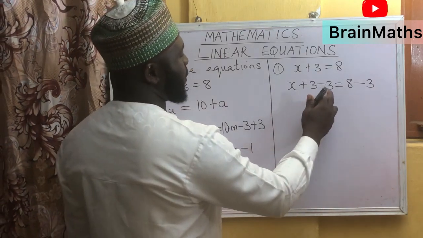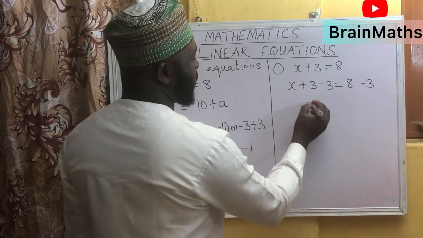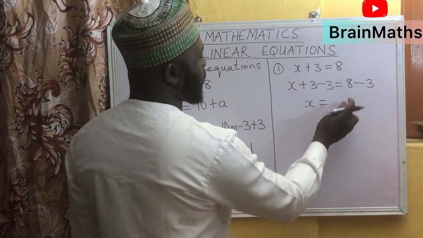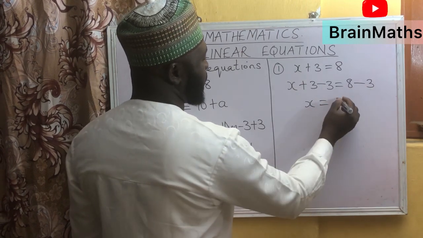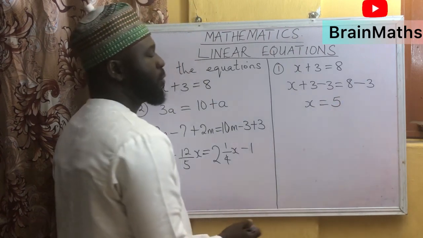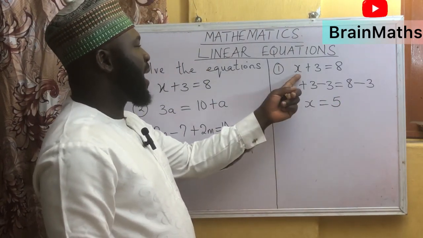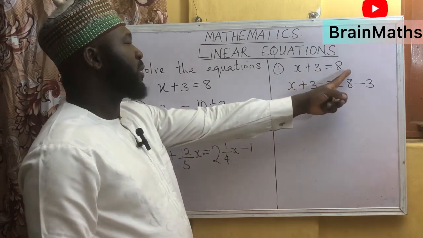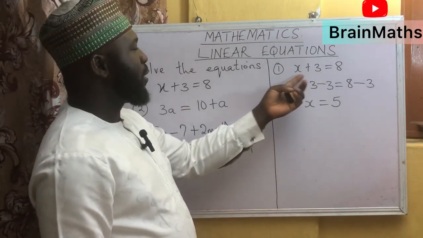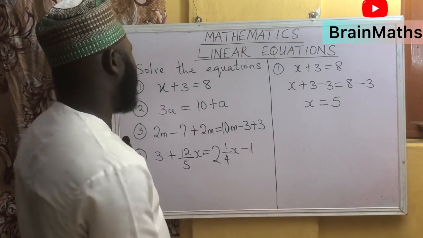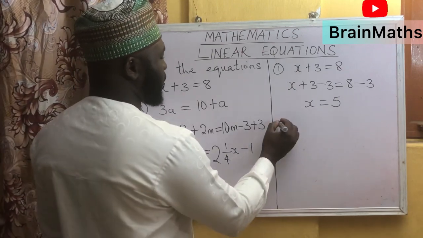So 3 minus 3 will give us 0. Then we are having x equals 8 minus 3, which is equal to 5. So this is to say that the value of x that will be added to 3 to make it 8 is 5. 5 plus 3 is actually equal to 8.